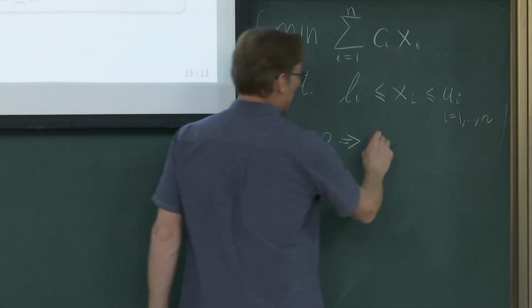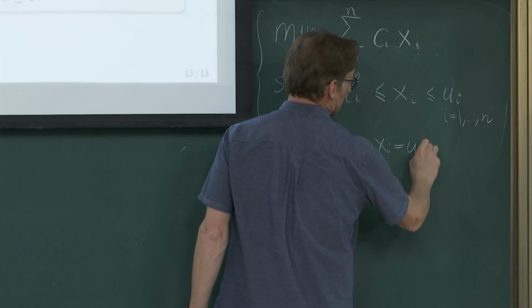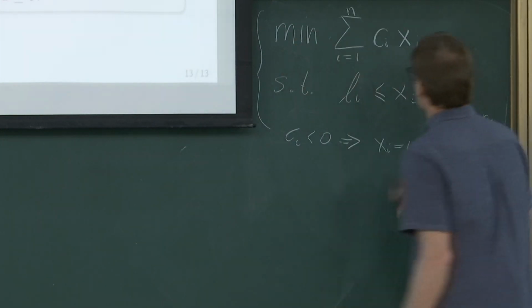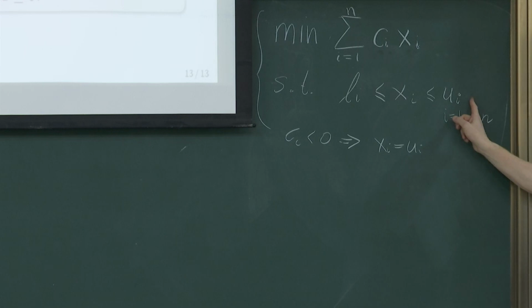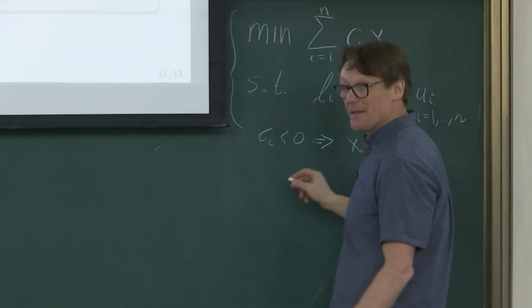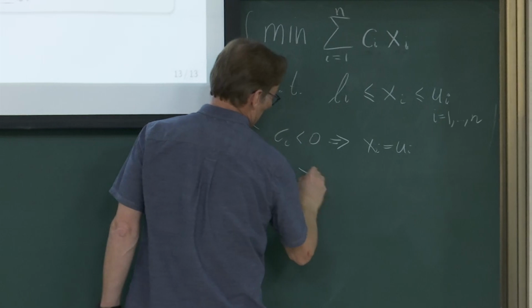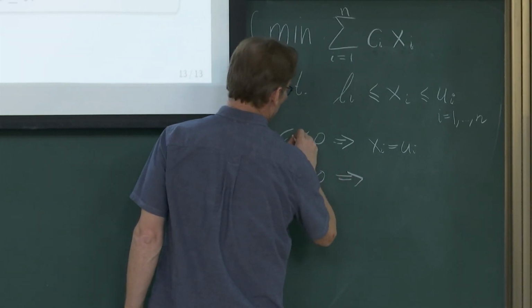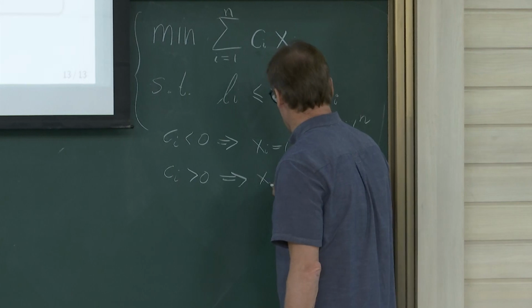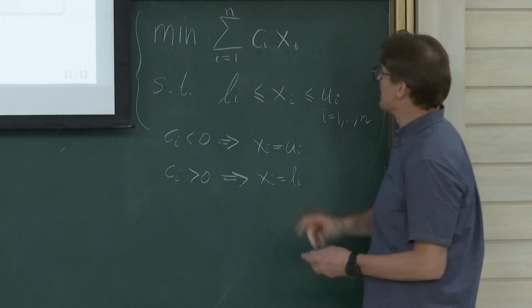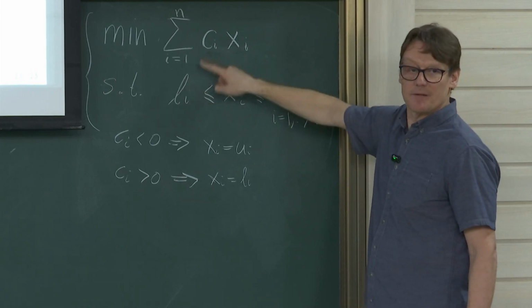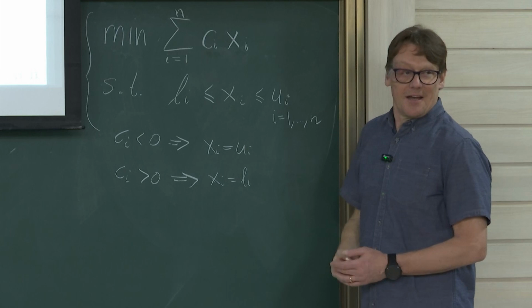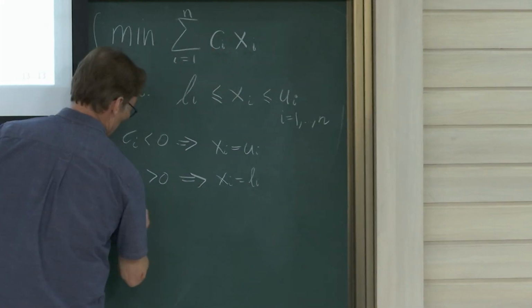Xi is ui. Okay, so let's just make sure I understand this. If Ci is negative, then I want to make this as small as possible, so I'm going to make Xi as large as possible. So I'm going to take ui. Okay. Next one was Ci positive. Then Xi is li. So if this is positive, then I want to make Xi as small as possible because I'm minimizing this.